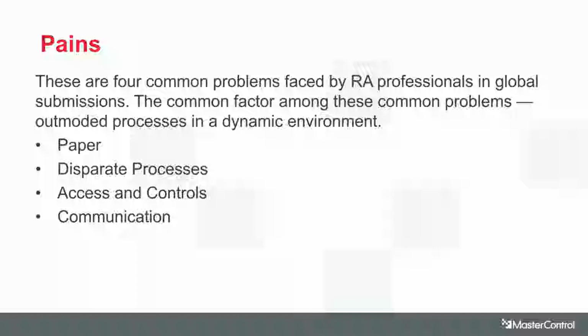The next would be access and controls. Who has access to what content, when, where are we archiving, how do we engage with affiliates, distributors, partners in other markets? And then ultimately communication. We're going to get a little bit deeper into communication. How does regulatory communicate with the rest of the organization? How do they engage for regulatory success? But this is really where we found the breakdowns, the primary breakdowns.